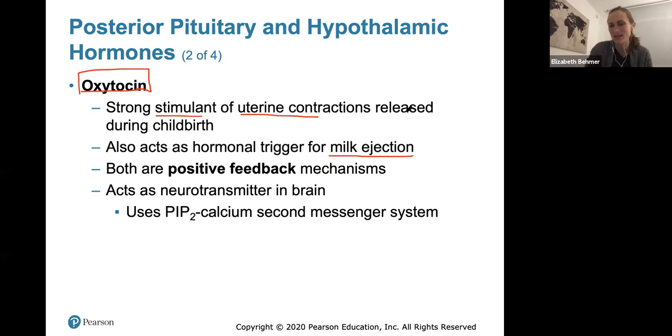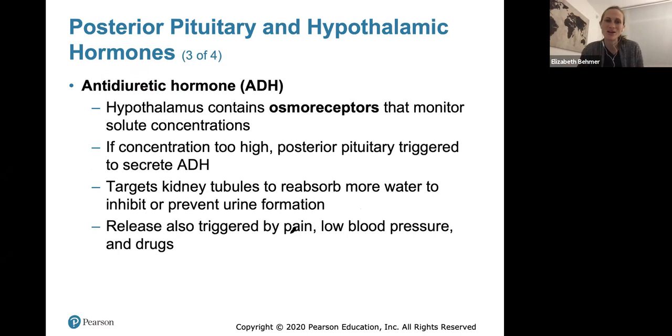So that can sometimes take a couple days. Both are positive feedback mechanisms. What that means is that oxytocin, the levels continue to rise and they're never shut off until a final end result is achieved. In contractions, that is the birth of the baby. So the levels will rise until the baby is born.